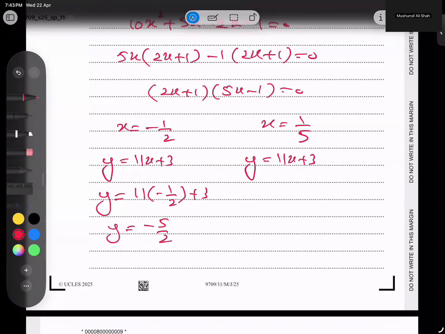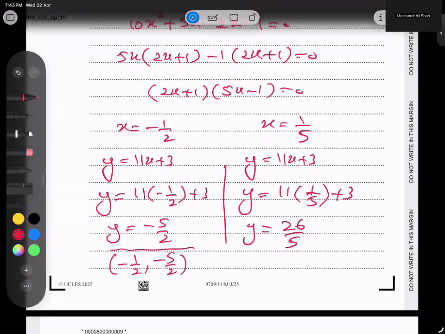And the other one, I'm getting 15 plus 11, 26/5. I must write it in coordinate form: minus 1/2 and minus 5/2. Okay, and here I got 1/5 and 26/5. So this part is clear, and I think this is part number A.